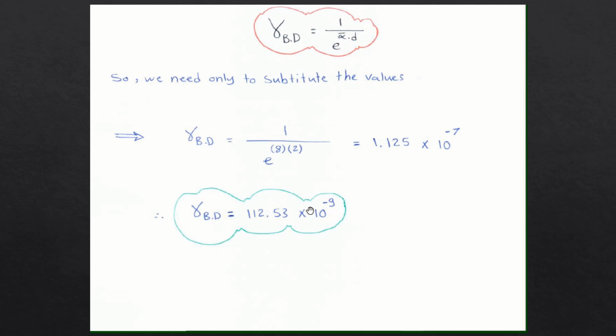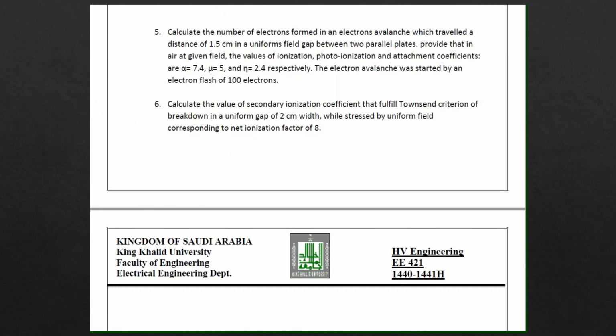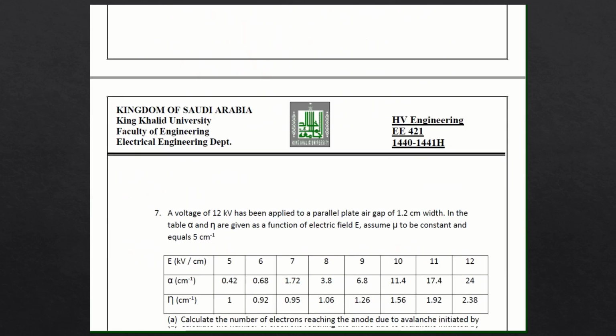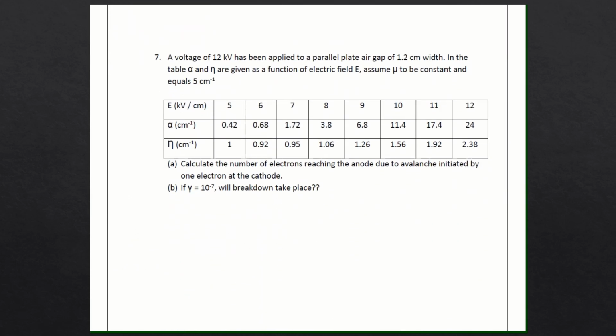Now let's move on to the last question in this tutorial, which is question 7. In this question, he gives us a voltage of 12 kilovolt applied to a parallel plate air gap of 1.2 centimeter width. So the distance is 1.2 centimeter.